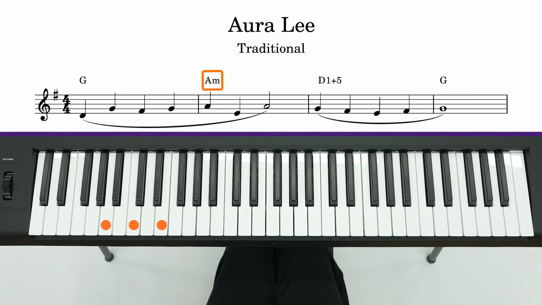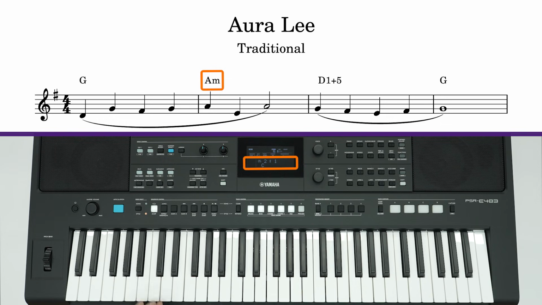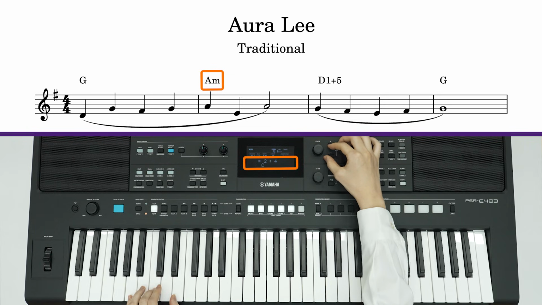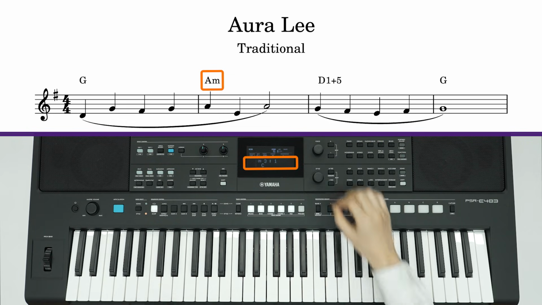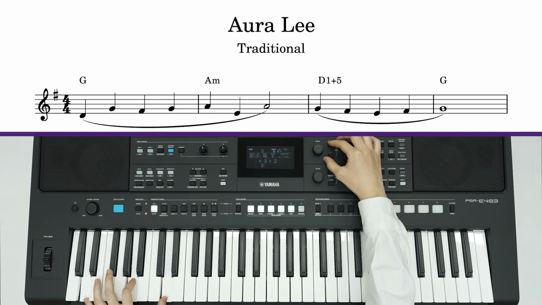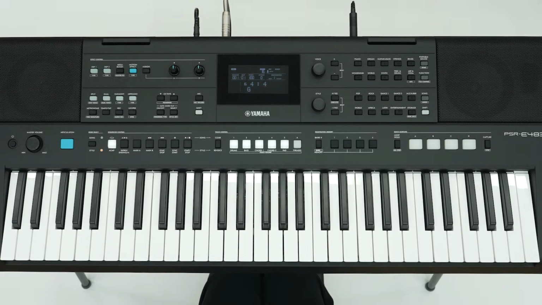Since the chord for the second measure is A minor, play A minor in the auto accompaniment area. Repeat this operation to input all the chords. When you complete inputting the chord progression for 4 measures, press the Rec button.